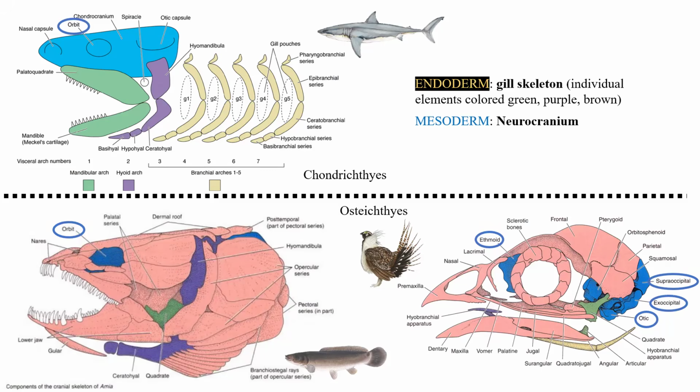There are bones in a bony fish and even in a bird that are homologous to those cartilages in a shark. So a shark might have a palatoquadrate. You guys all have a quadrate as part of your skull. A bird has a jaw joint between its quadrate and its articular. Those are two bones from that endoderm layer. You guys have those, but it's in your ear. We'll talk about it later.